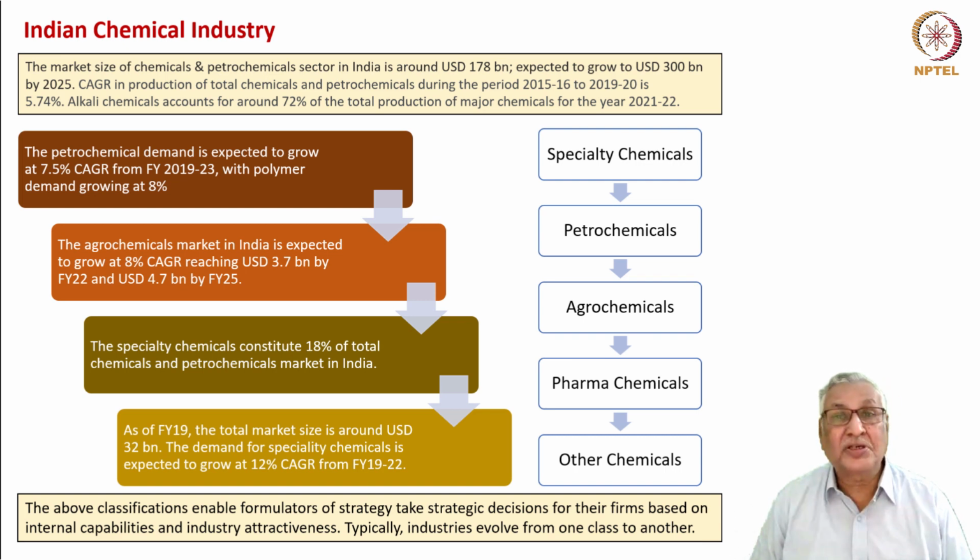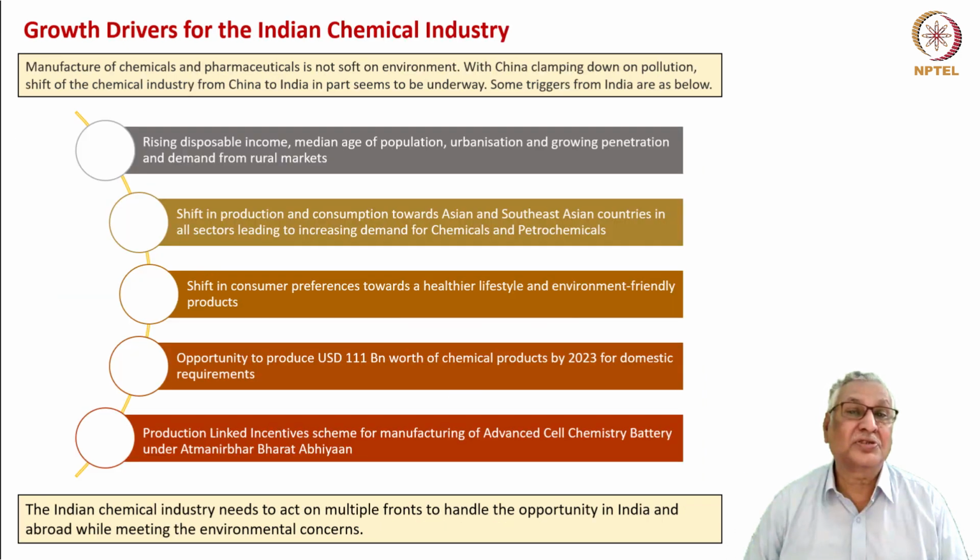As of now, the specialty chemicals constitute 18% of the total chemicals and petrochemicals market in India. And the types of chemicals where there could be higher emphasis in future would be the specialty chemicals, which are constituted into petrochemicals, agrochemicals, pharma chemicals, and various other chemicals, including those which are used in the paints and other industries. Again, these classifications help the strategists to take appropriate business development approaches for the chemical industry.